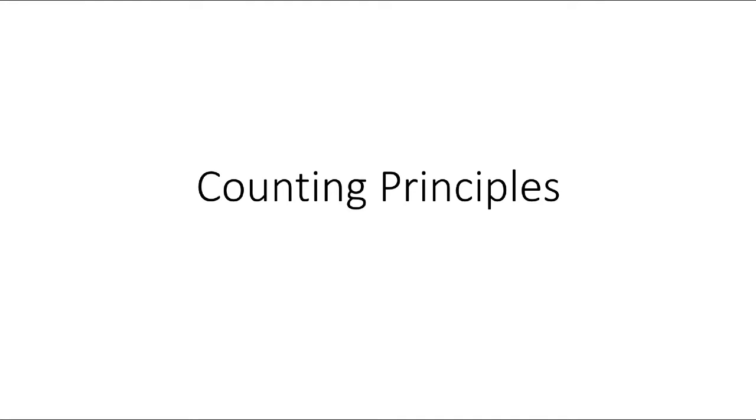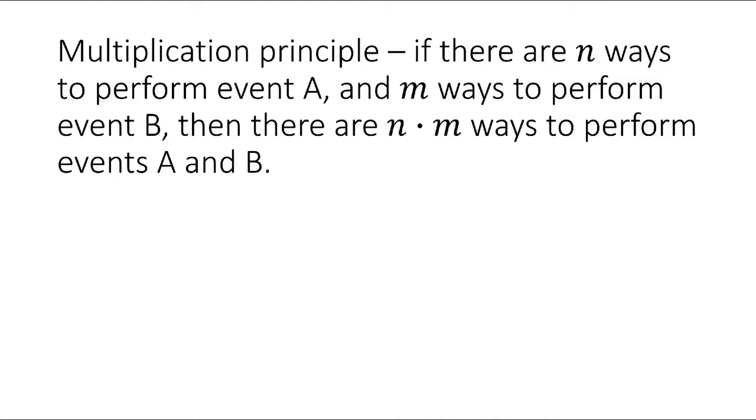So let's start off with the multiplication principle. The multiplication principle says that if there are n ways to perform event A and m ways to perform event B, then there are n times m ways to perform events A and B. So we've actually already used this, we just didn't define it yet.